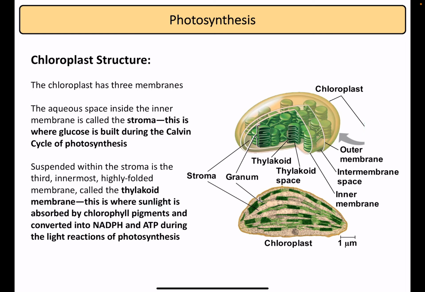And the reason that this third membrane is dark green is because within this membrane are many molecules of chlorophyll. And their job is to absorb sunlight during the first stage. So the name of this third membrane is called the thylakoid membrane. And again, that is the site of the first stage of photosynthesis called the light reactions.